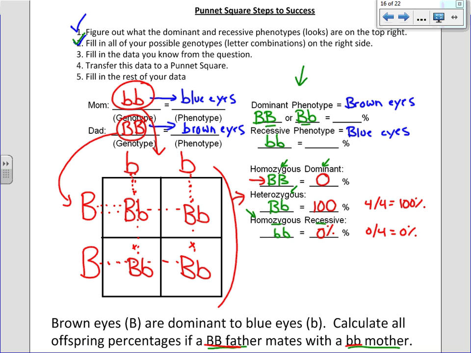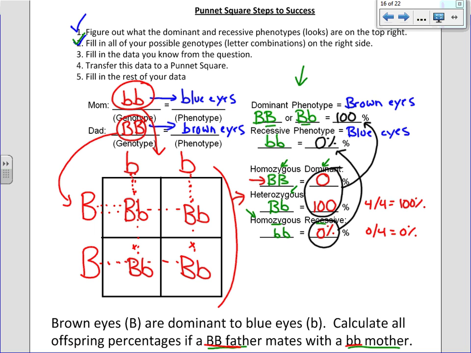Now the last step is to translate this information into the top information, and all you have to do is add them together. The top part, where it says the dominant phenotype, we know that the dominant phenotype is either big B or big B, little b. So what you do is you simply add big B and big B, little b's percentage together and write it in. In this case, 0 plus 100 is 100. And then your little b goes in the little b box here.